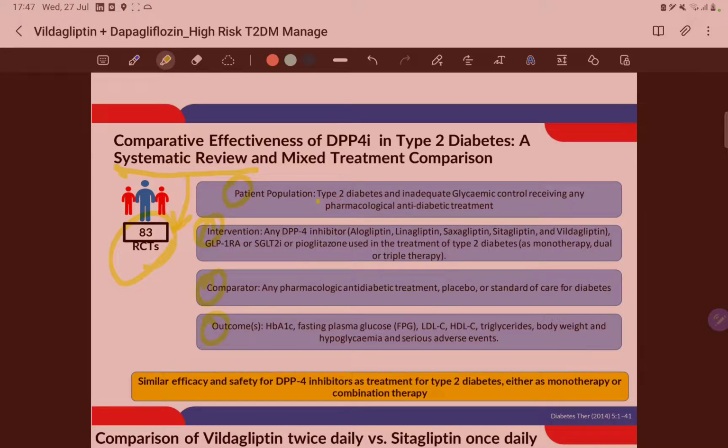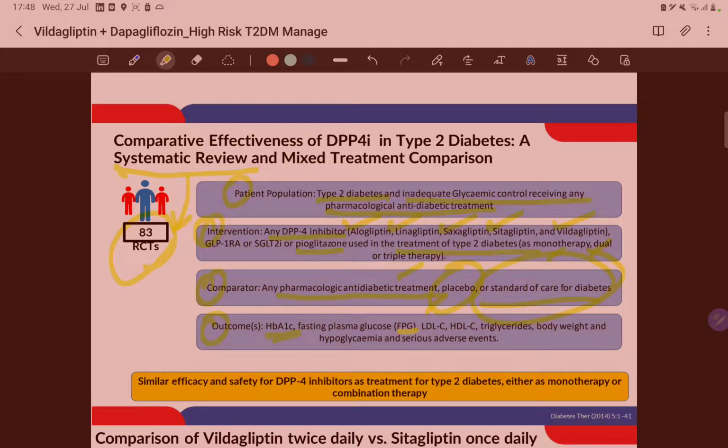The patient population was type 2 diabetes with inadequate glycemic control receiving any pharmacological anti-diabetic treatment. The intervention was any DPP4 inhibitors, alogliptin, linagliptin, saxagliptin, sitagliptin and vildagliptin, or pioglitazone, used in the treatment of type 2 diabetes as monotherapy, dual therapy or triple therapy. The comparator was any pharmacologic anti-diabetic treatment, a placebo, or standard of care for diabetes like metformin. The outcome was HbA1c.